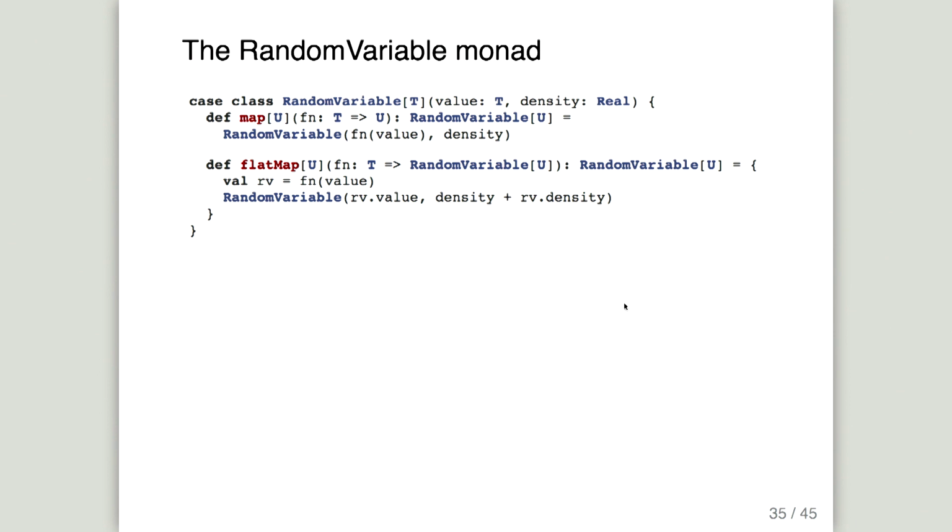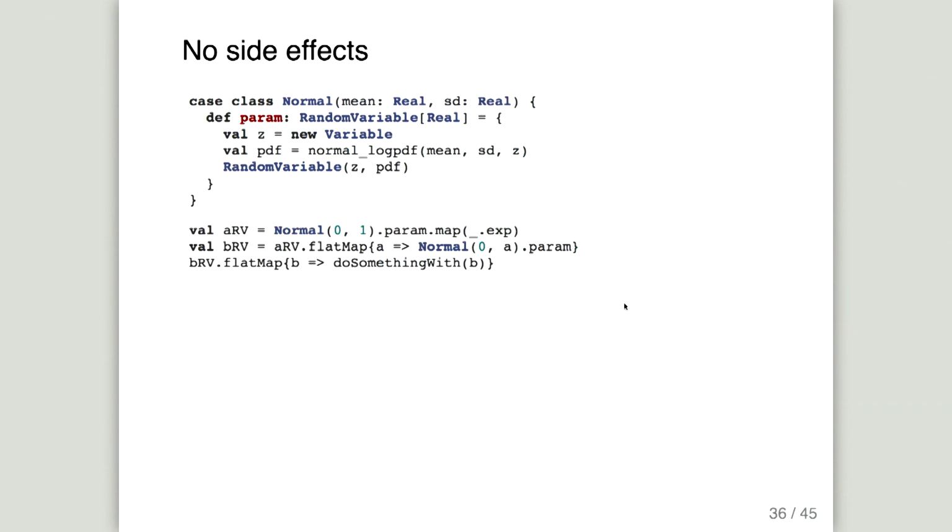Flat map has a function that goes from our state to a new random variable. And there we do change the objective function, but we change it in this way, right? We take the old objective function from what we started the flat map with, and we sum it with the new piece of the objective function that we've gotten from this new random variable. So it looks like this. We create a new random variable with the value, the new state from the new random variable, but the density is the sum of the two. And that's basically it. Everything else kind of follows from this formulation of the random variable monad.